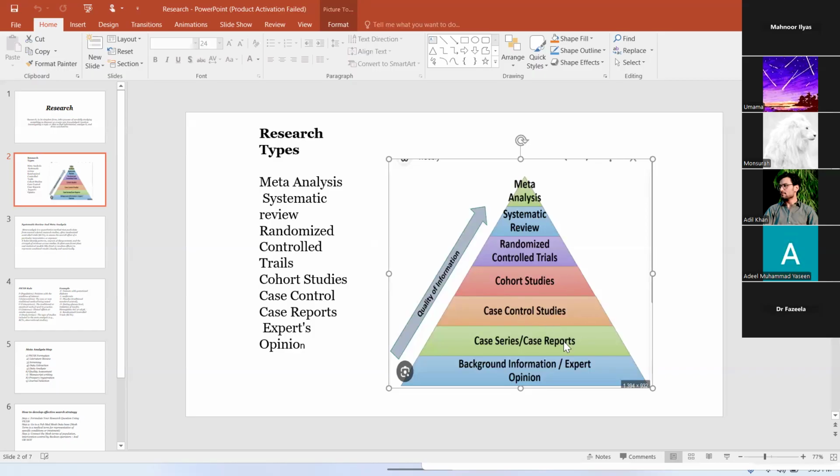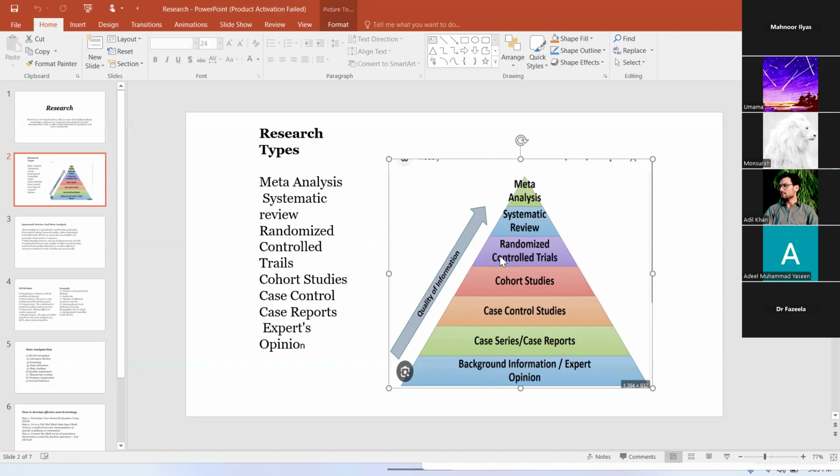In case control studies and case series, we write something about drugs or diseases. In case control studies, the disease is there, a particular disease is there, and we are trying to find out the risk factor of the disease, right? In cohort studies, basically, we have the risk factor and we are trying to find out the disease from that particular risk. So this is about case control and case series.